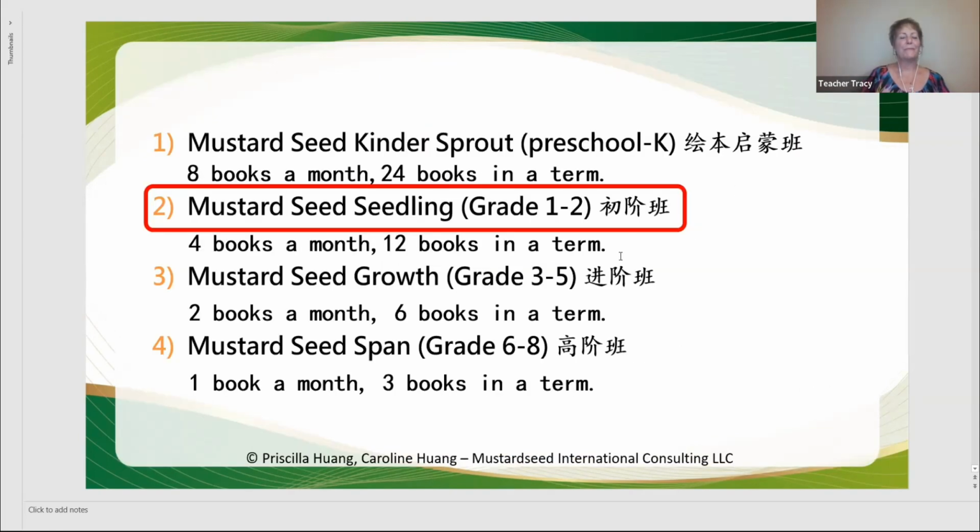All right, so the name of our class is Mustard Seed Seedling, and it's reading levels grade 1 through 2. Okay, so that's what we will call ourselves. There are other classes, and once you graduate from this class, you can move to the next one of growth, and then you can do your mustard seed span as you get older. And you'll have a lot more reading at that time.